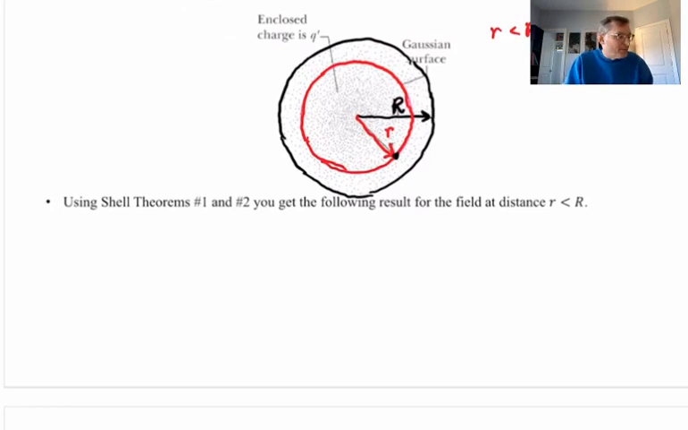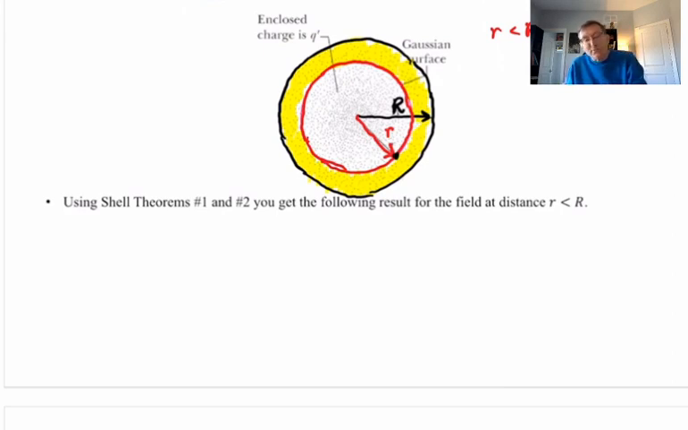First, from shell theorem number 2, guess what? All the charge of the solid sphere, I'll shade it here, that is between the solid sphere's surface and the surface of our Gaussian sphere, that's the part I just shaded. All of that charge is outside our Gaussian surface, but still in the solid, right? And from shell theorem number 2, there can't be any contribution to the electric field from that.